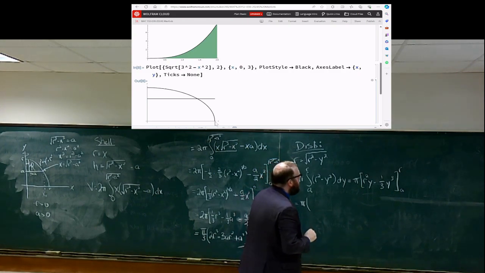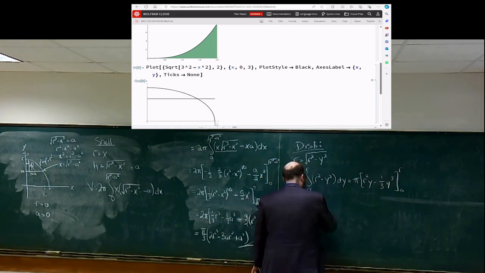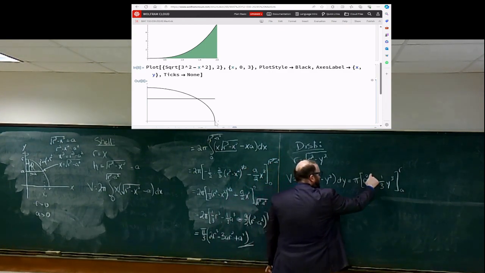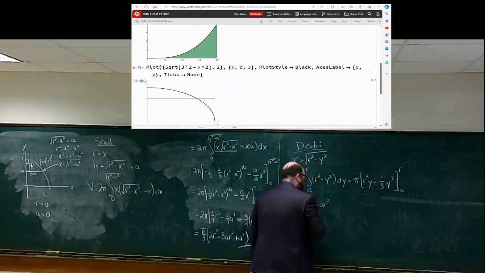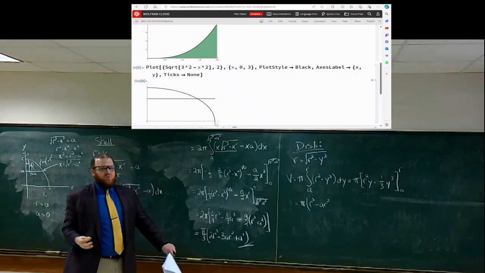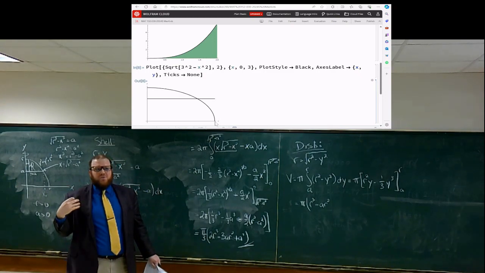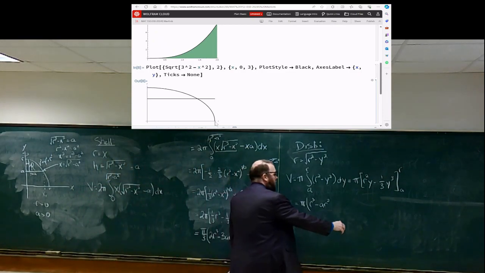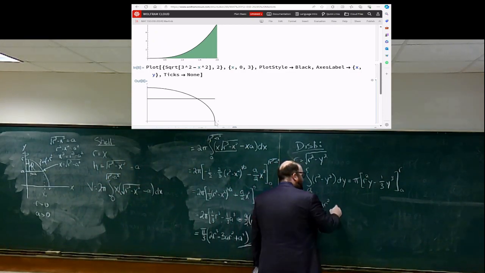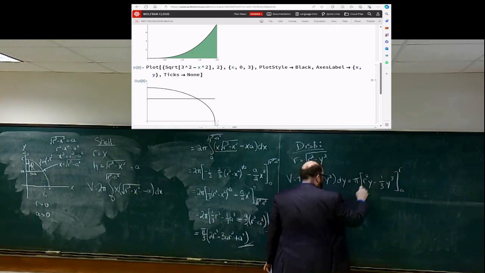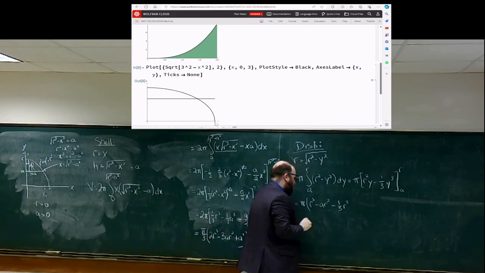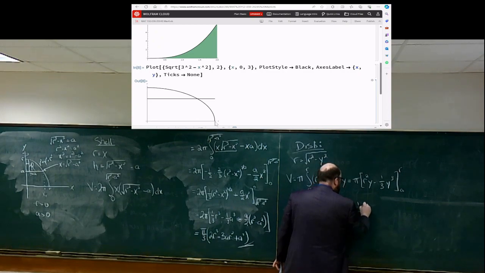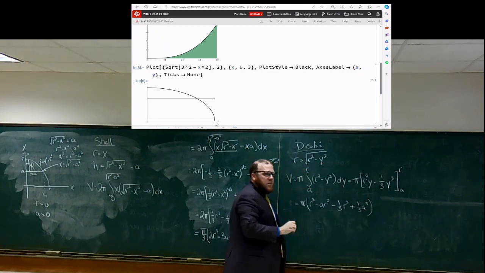So pi times r squared minus r squared times a. And again, convention is if you have a bunch of variables, you just write it alphabetically. So that'll just be minus ar squared, right? Minus 1/3 r cubed, minus negative, plus 1/3 a cubed.